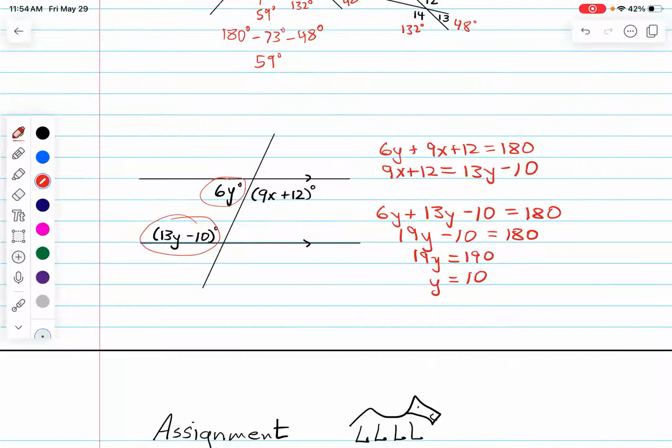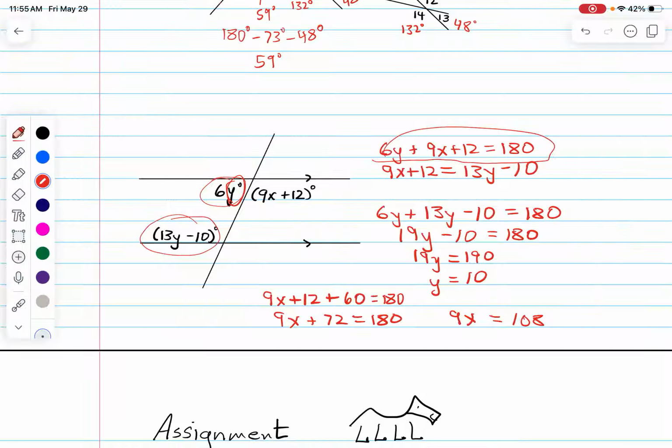Now, if I know Y equals 10, then what I've got here is 9X plus 12 plus 60. See, I just put a 10 in here, equals 180. And let's see what that's going to be. 9X plus 72 equals 180. And that means that 9X equals, if you subtract 72, you get 108. And then you take 108, divide it by 9, and you get 12. So X equals 12.